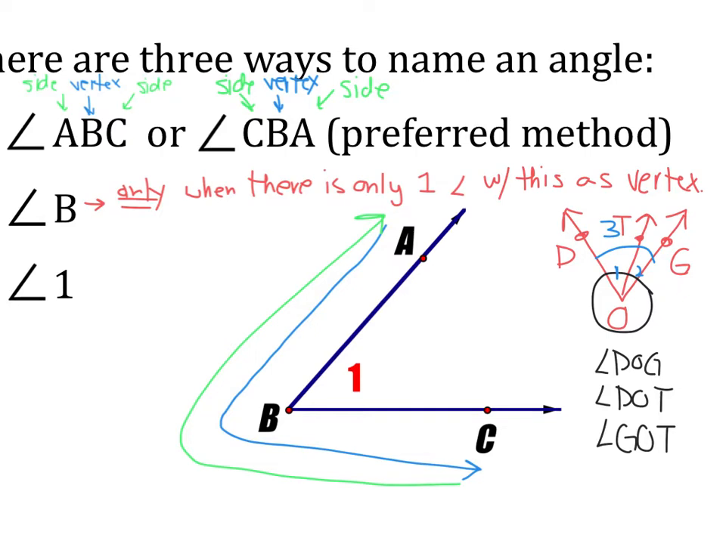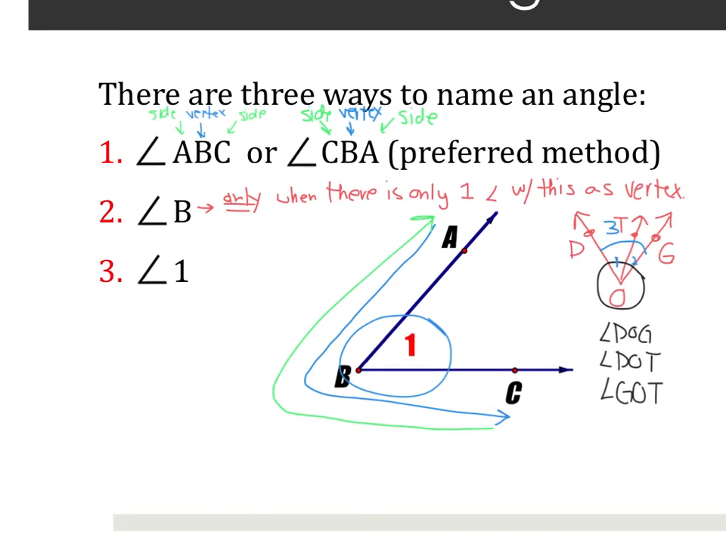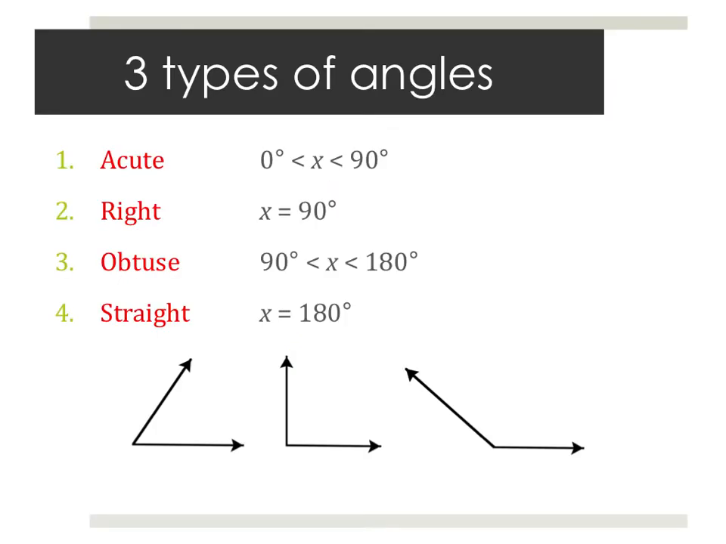So saying angle O, it's confusing. It's up in the air. Which angle are you discussing? Which one do you mean? So you would not be able to call that angle O. Here, if I say angle B, there's only one that's occurring at that point, so it's okay to call it angle B. And then the third way is sometimes on the inside of the angle there will be a number, and then you could call it angle 1. Now the numbers won't always be there, but if they are, you can name an angle with the number that's on the inside.